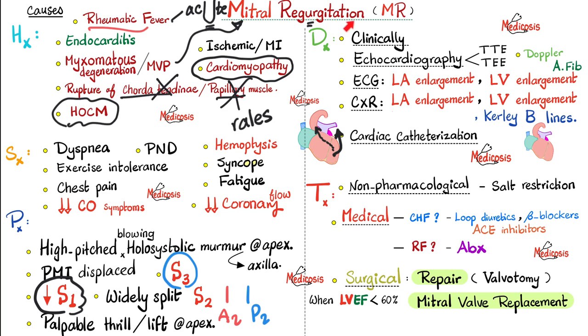How can we diagnose mitral regurg? Clinically, by the history, the symptoms, and the signs. And whenever you hear a murmur with your stethoscope, what's the next step? It's to do an echo. Even better if you do a Doppler to look at the flow.